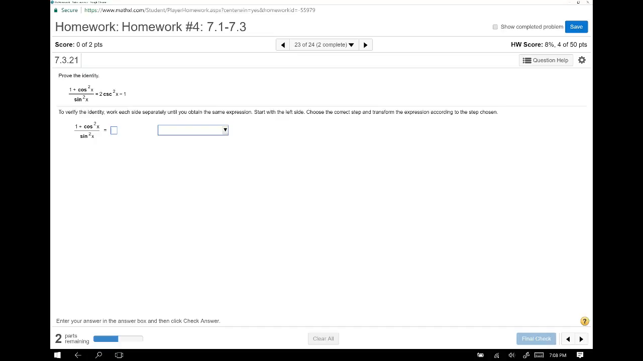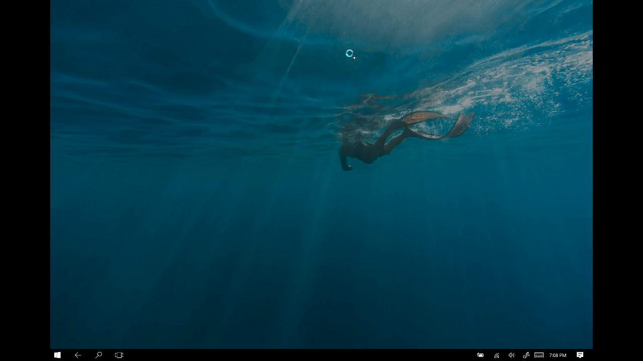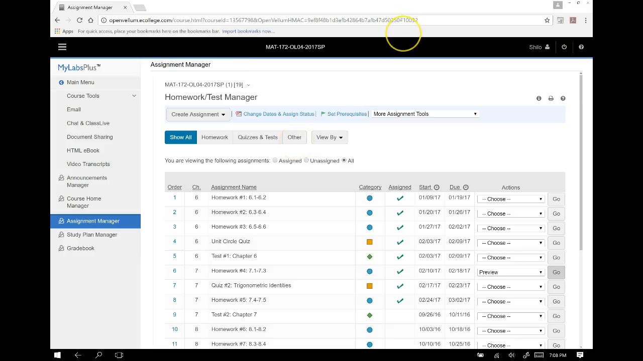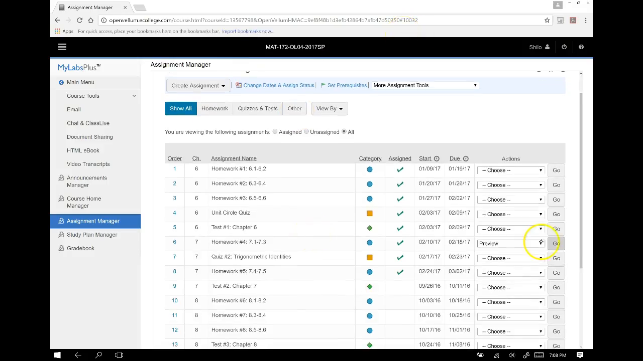This is number 23. And you know what I'm going to do? I'm going to open this up in the instructor window and see what the answer is supposed to be. And then I'm going to make sure that problem is not on your test, because something is wrong with that problem.